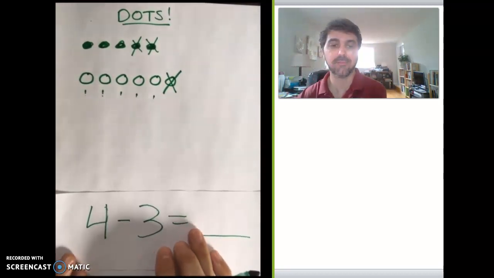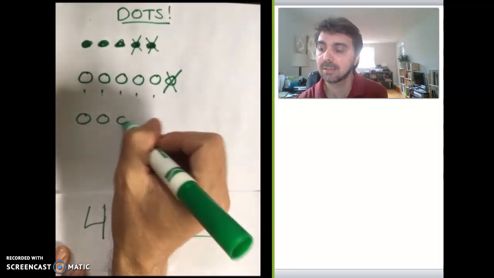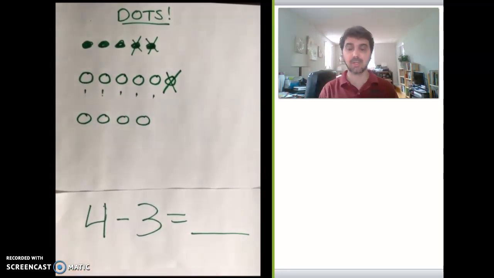So this one we have 4 minus 3, so I can draw 4 circles or 4 dots. And this time I'm going to cross off 3 of them. So let's pretend they're apples, and there's 4 apples, and I ate one, and both my kids ate one, so that means 3 of us ate an apple. How many apples are left? Well, let's use our dots. If you want to think about it right now, what do you think we're going to get? How many apples are left?